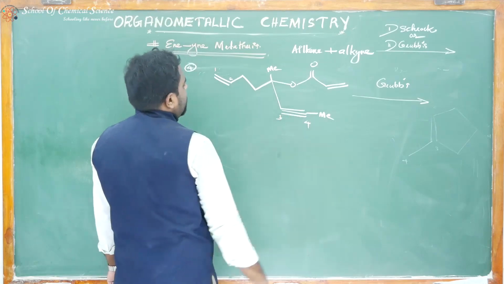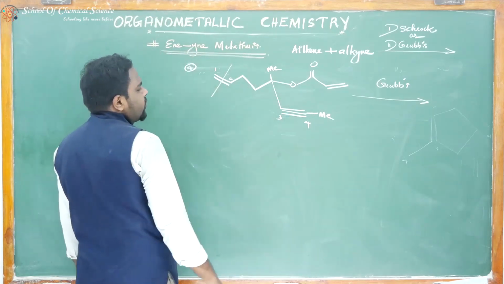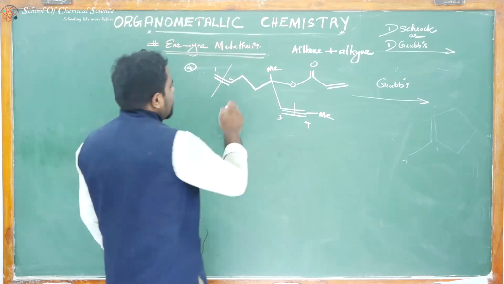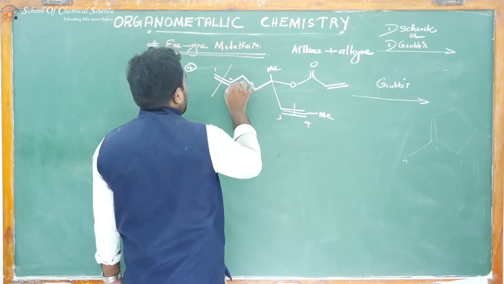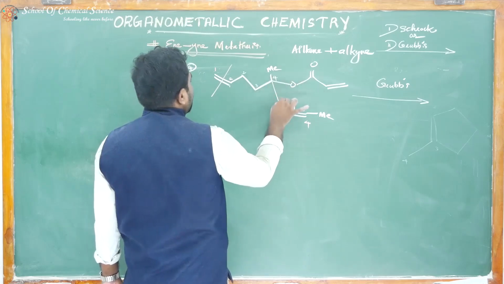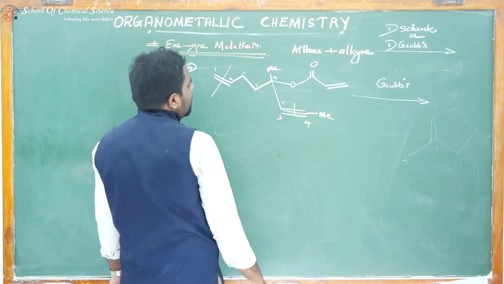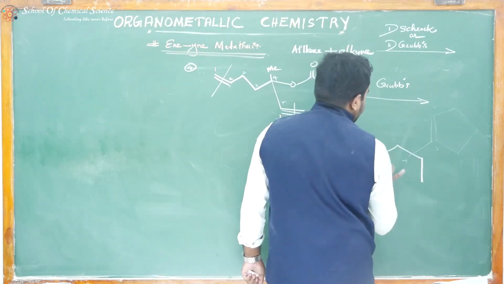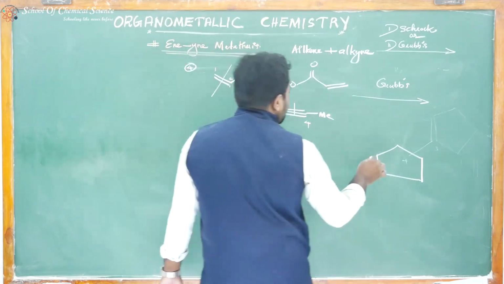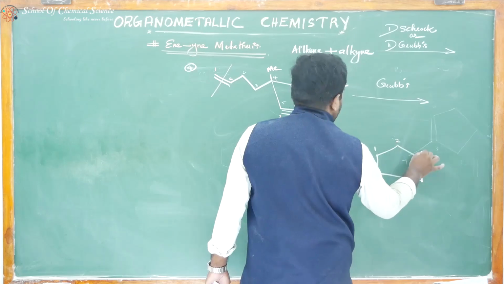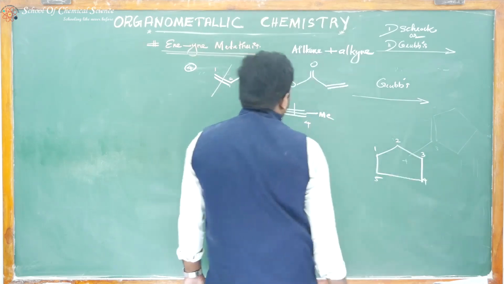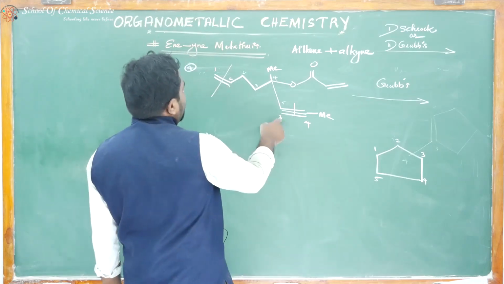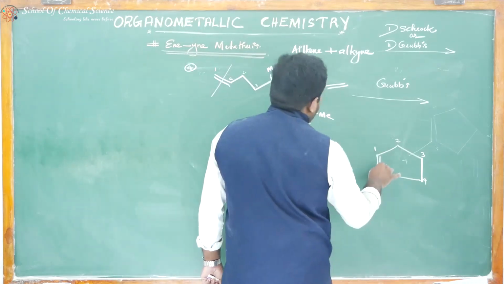3, 4. What happens? The double bond between 1 and 2 breaks. The double bond between 3 and 4 breaks. So your product will be 1, 2, 3, 4, 5. A 5-membered ring will be your product. Okay. Give the same numbering 1, 2, 3, 4, 5. A 5-membered ring. Okay. Between 1 and 5 a double bond.